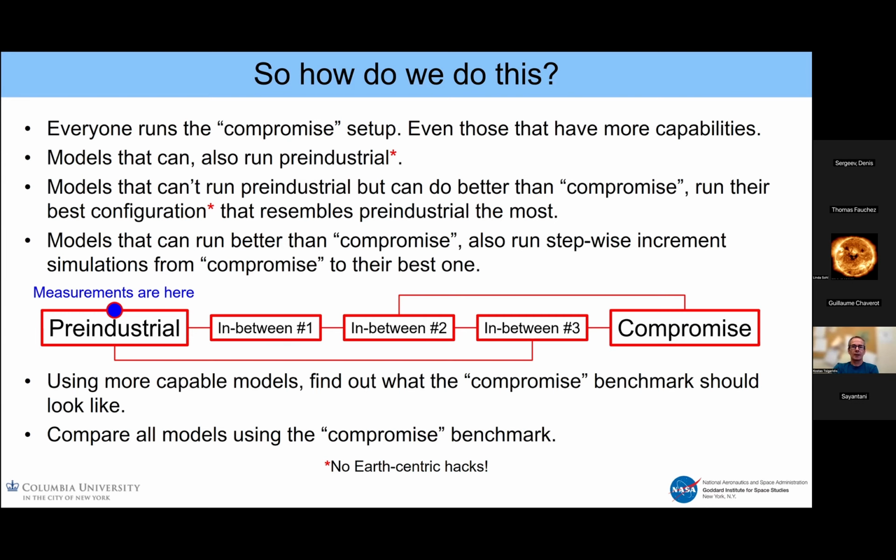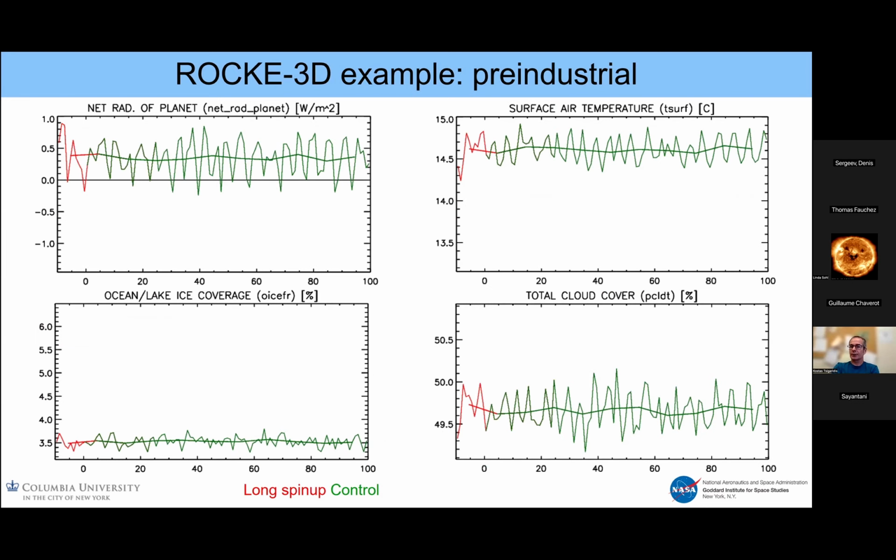So an example with ROCKE-3D, which is what we try to do. You can see here a simulation of the exact pre-industrial. The red line shows a long spin up. It has run for like 1,000 years, maybe even 2,000, I don't remember exactly. And then the green line is something like a continuation of that spin up.